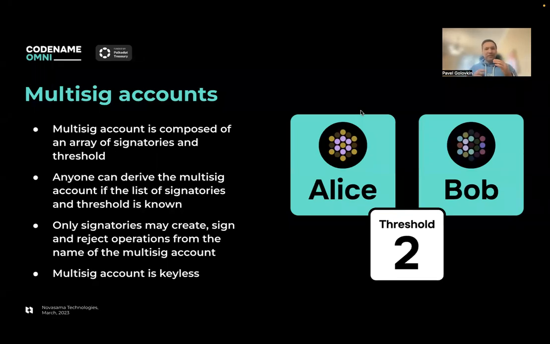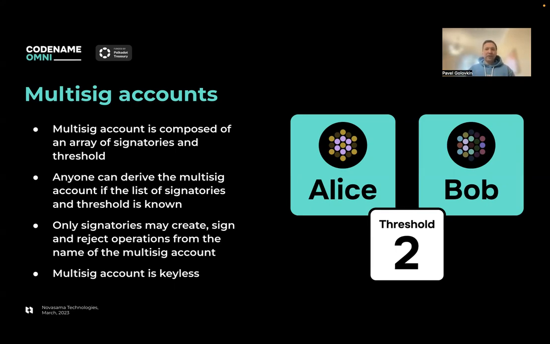go through some theory points in order to understand how the multi-sig account works, and it will help us to make a good solution. A multi-sig account is composed of an array of signatories. For example, on this screen, you see that Alice and Bob are signatories of a multi-sig account. And there is a threshold, and the threshold is the number of approvals that an operation should have in order to be executed. So if I create the operation from the name of a multi-sig account, I should sign it. And if the threshold is 2, someone else should sign it.